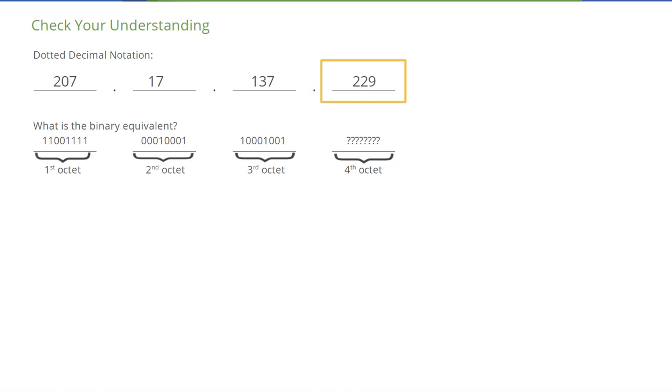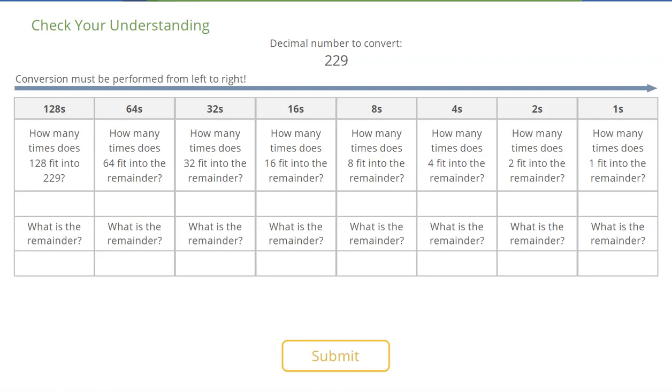Now, you'll determine the binary equivalent of the fourth and last octet. Use the table on screen to calculate the binary equivalent of 229. When you have the answer, click Submit.